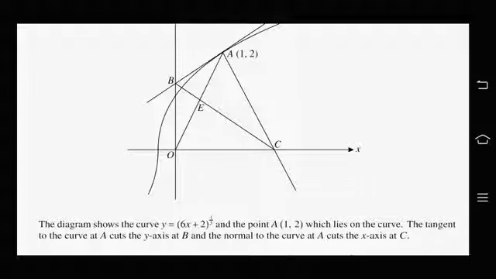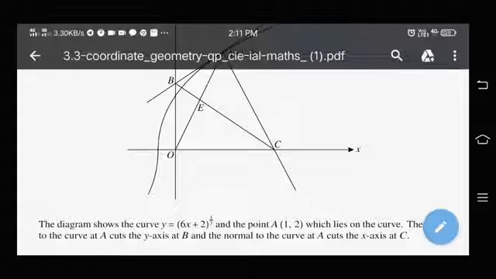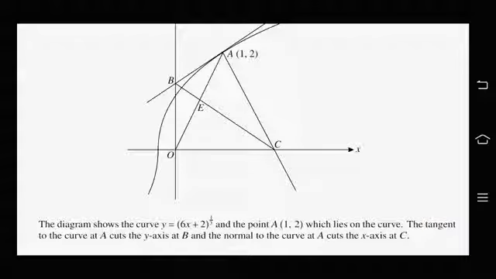So here the diagram shows the curve y is equal to (6x plus 2) raised to 1 by 3 and the point A(1, 2) which lies on the curve. So you can find point A(1, 2) on the curve. It is here. Yes. The tangent to the curve at A cuts the y-axis at B and the normal to the curve at A cuts the x-axis at C.